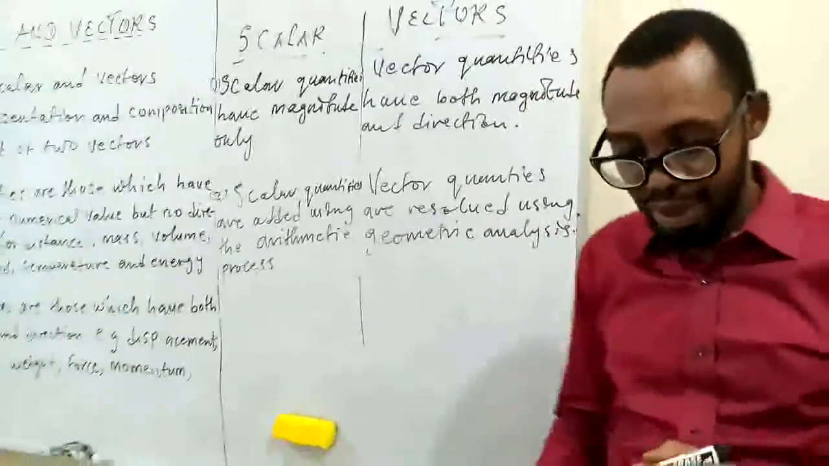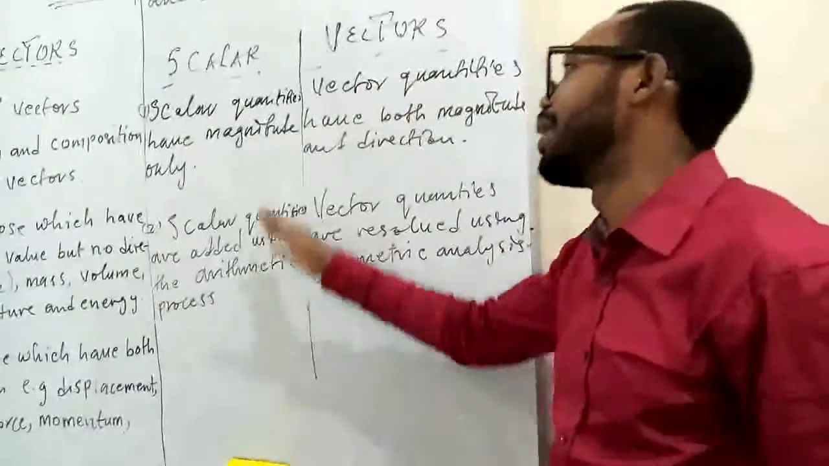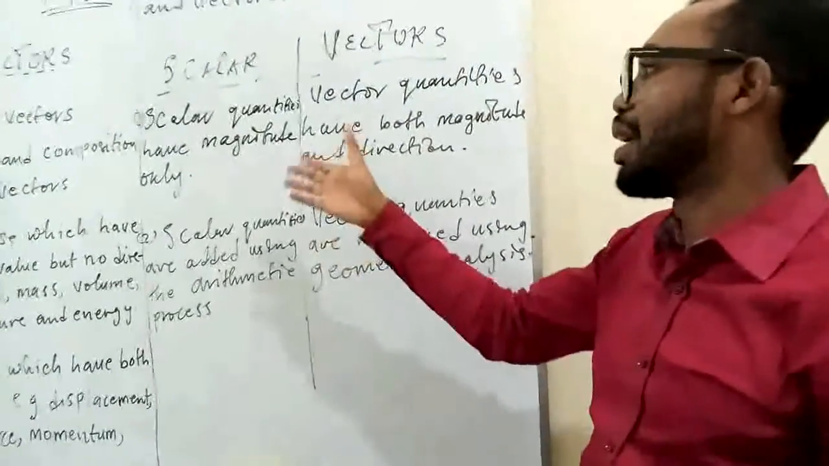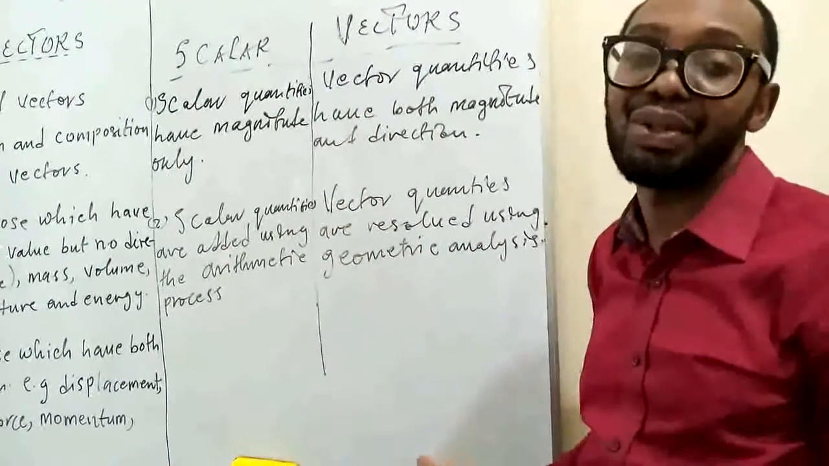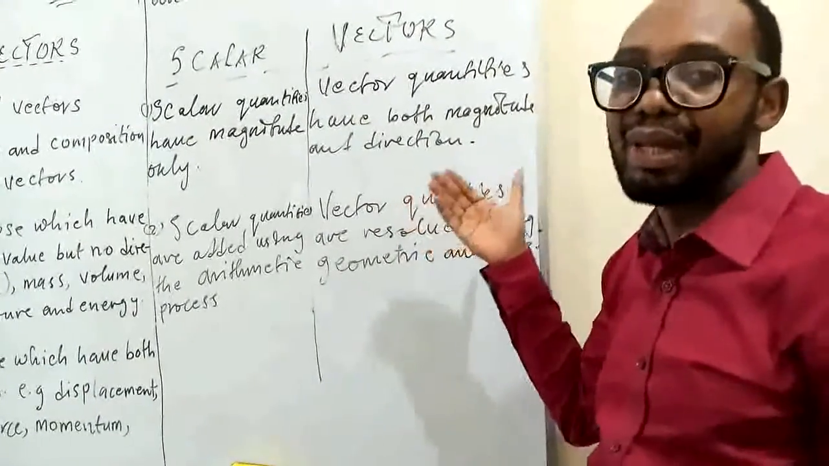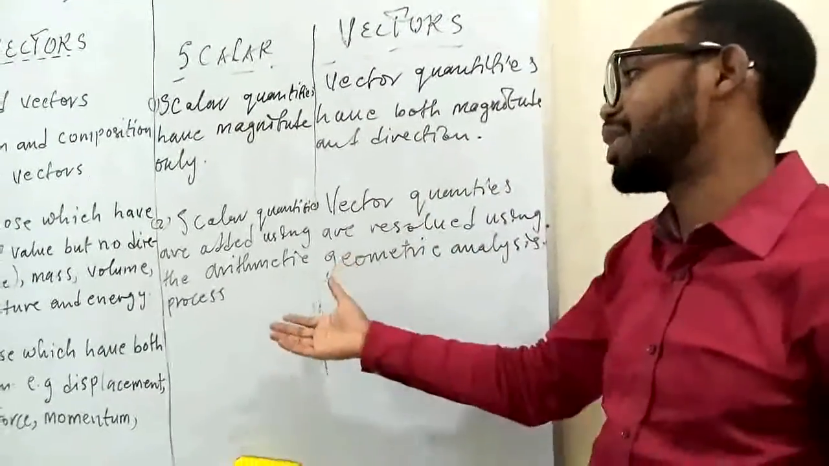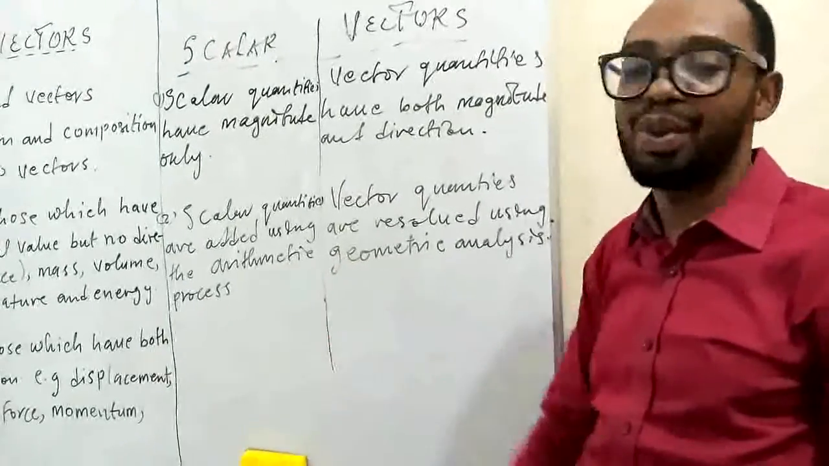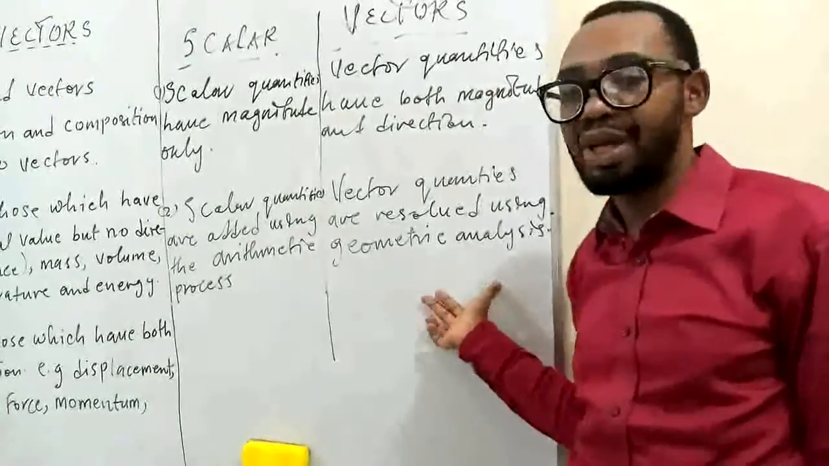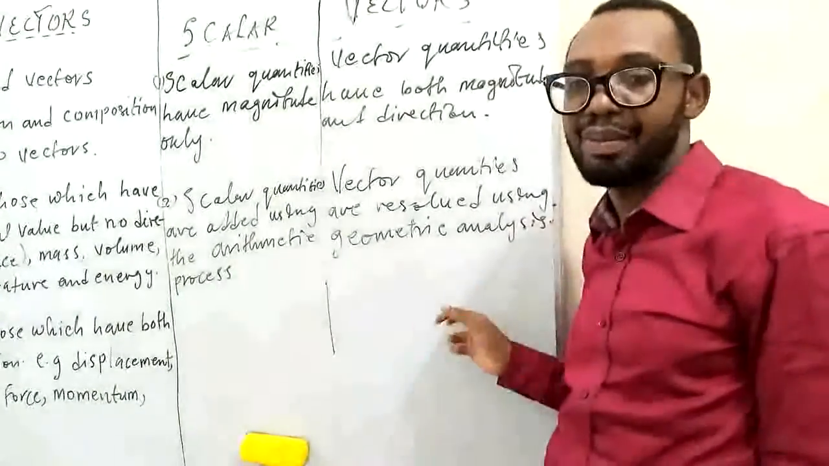So I think it is clear now the differences between scalar and vector. Whereas scalar quantities have only magnitude, vector quantity has both magnitude and direction. Whereas scalar quantities are resolved using arithmetic process, vector quantities are resolved using geometric analysis. Is that clear?